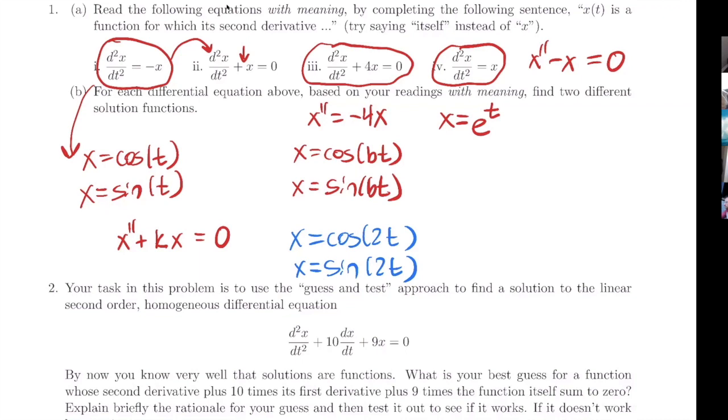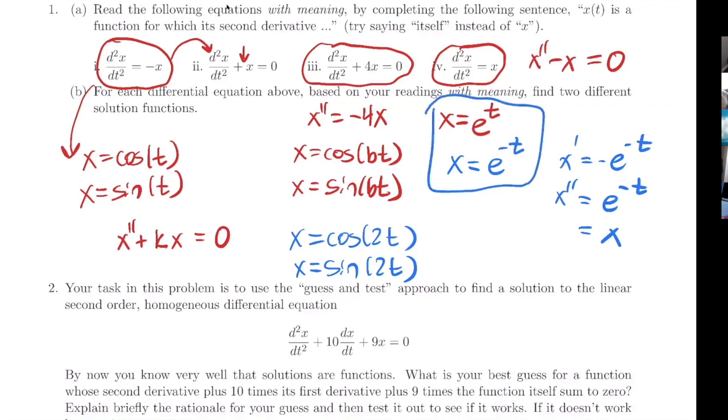And in particular, this one over here, that would work for this one, right? Because if you took the first derivative, you get the negative that comes down. And then if you take the second derivative, you get a second negative that comes down. And so you see that actually the second derivative in that case gives us the same function back. So yeah, that's right. These two would be two possible solutions for that differential equation.